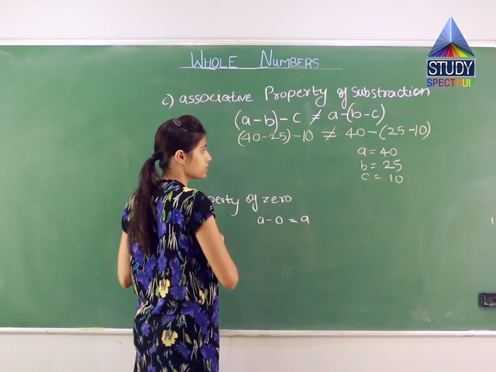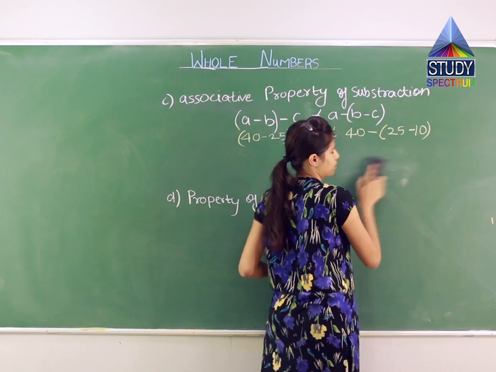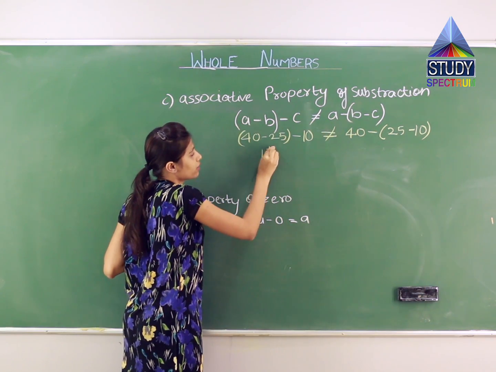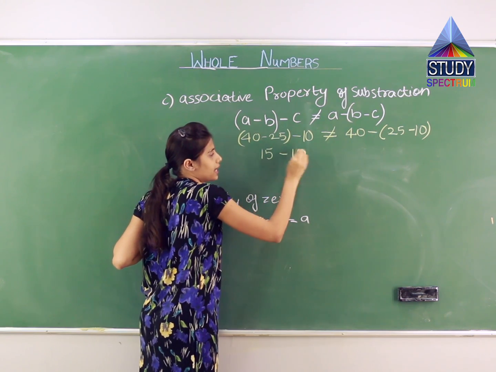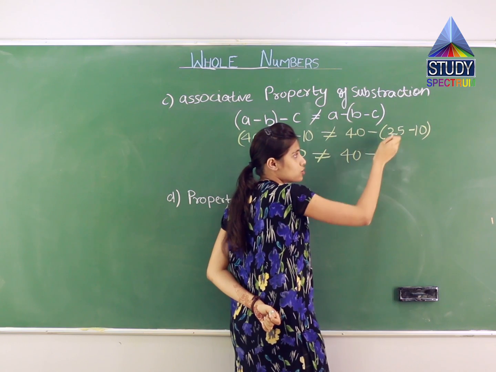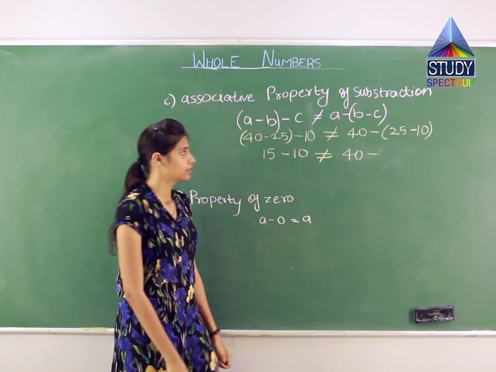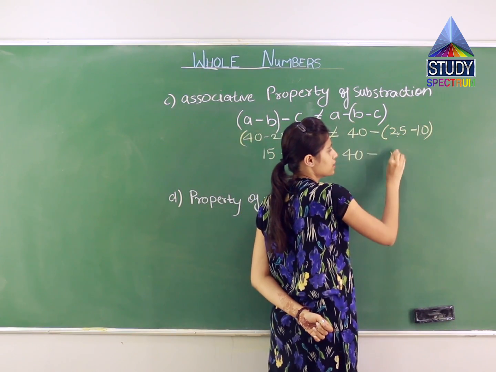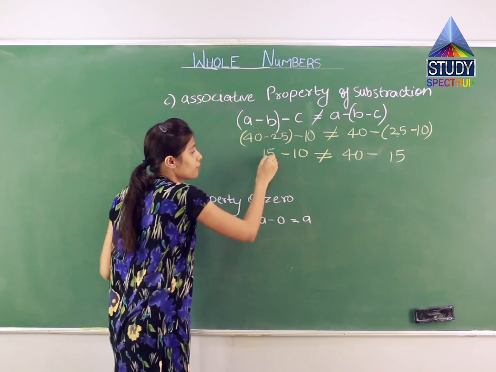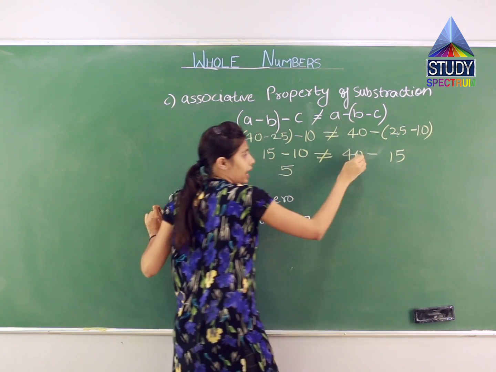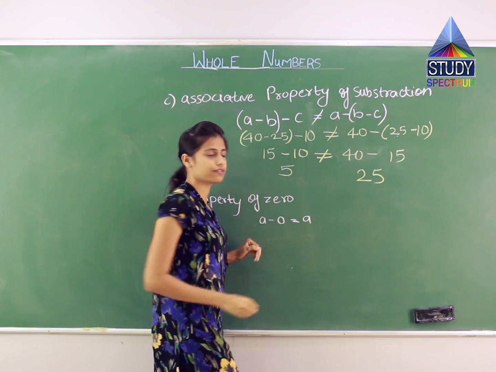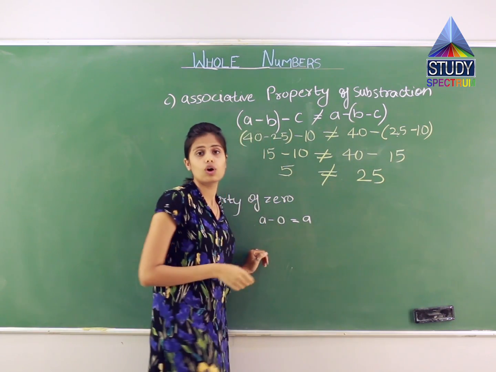Now let us solve this question. 40 minus 25 comes to what? 40 minus 25 is 15. 15 minus 10, not equal to 40. So 25 minus 10 is equal to how much? It is equal to 15. Now let us check whether the answers of both are the same. 15 minus 10 is equal to what? 5. And 40 minus 15? 25. Is 5 equal to 25? No, 5 is not equal to 25.